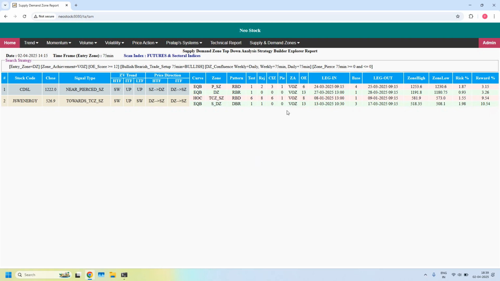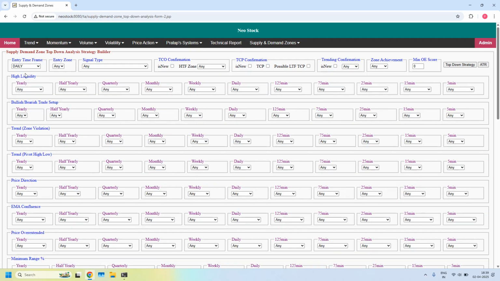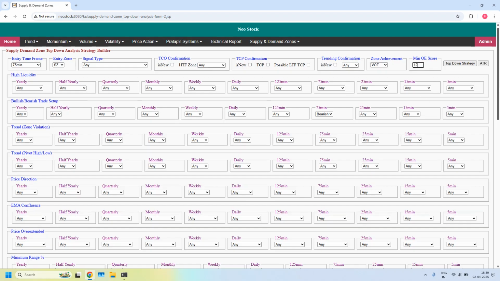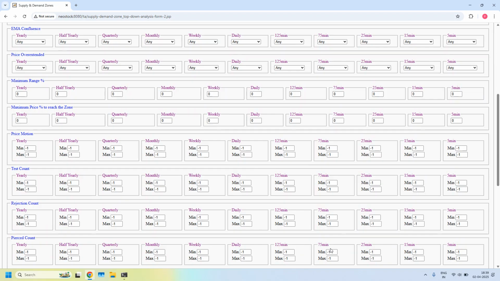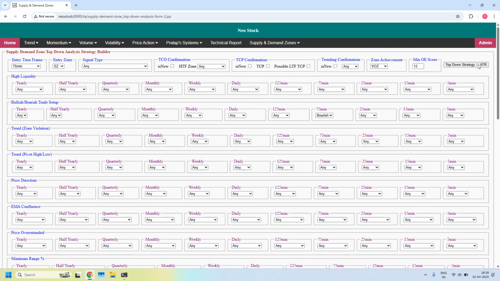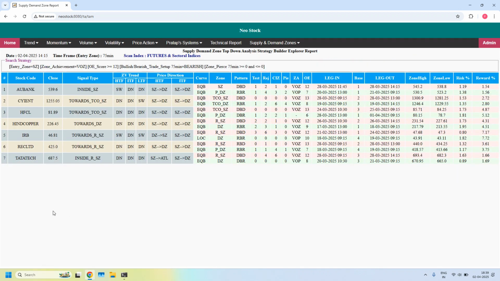Next, bearish trade setup for weekly income trade. Entry time frame 75 minutes. Entry zone, supply zone. Bullish or bearish trade setup at 75 minutes, I am selecting bearish. Zone achievement VOZ. Minimum odd enhanced score 12. And also 75 minute supply zone should not be pierced. So in the pierced count at 75 minutes time frame, minimum value 0, maximum value 0. So with these filters, we got 7 stocks.